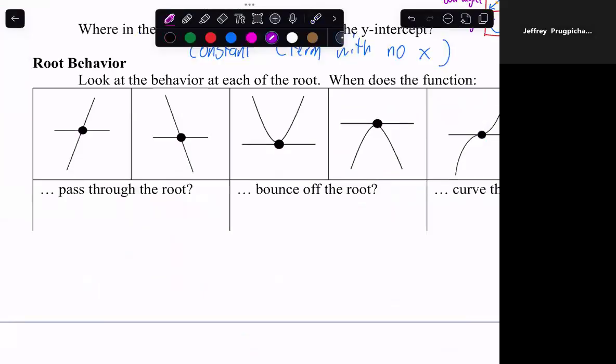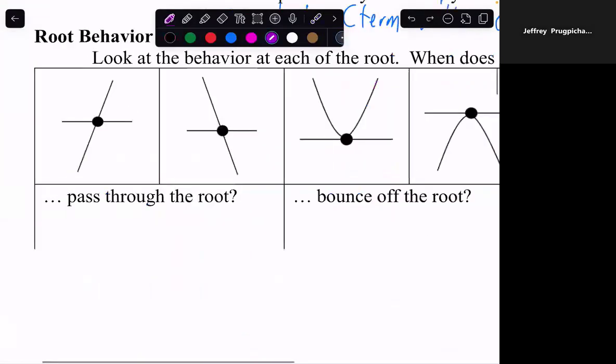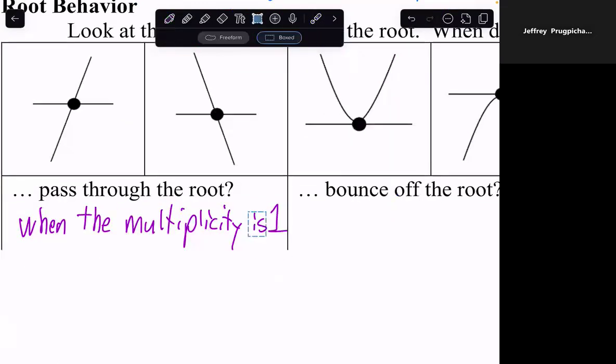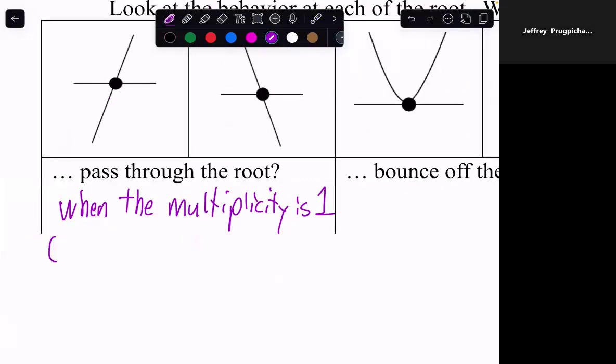Okay, so when does the function pass through the root, meaning one of these two situations? We say, so this is a new vocab term for most of us, that the root has multiplicity 1. Okay, and how do you know the multiplicity? You look at the exponent of the factor.